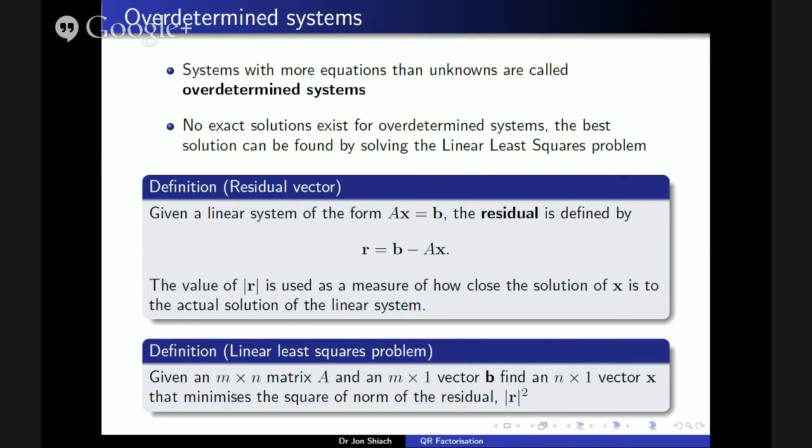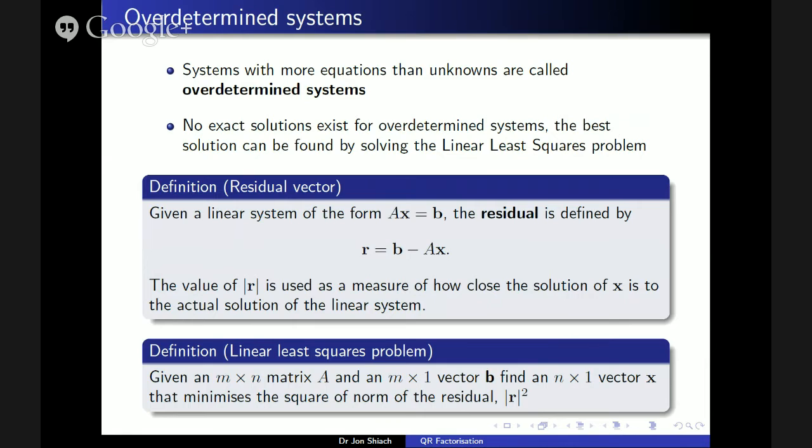Because we've got more equations than unknowns, an exact solution does not exist for an overdetermined system. The reason being, if an exact solution did exist, one of those equations would just be a linear combination of the other equations. Okay, so if you can't simplify your set of equations down anymore, and you've got more equations than unknowns, you don't have an exact solution. But what we can do is get a solution which most closely agrees with the system. So that's what we're going to be looking at today.